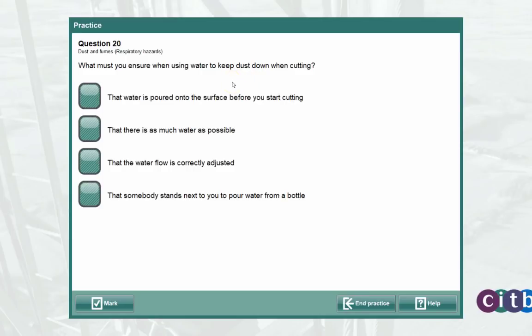What must you ensure when using water to keep dust down when cutting? That water is poured onto the surface before you start cutting. That there is as much water as possible. That the water flow is correctly adjusted. That someone stands next to you to pour water from a bottle.